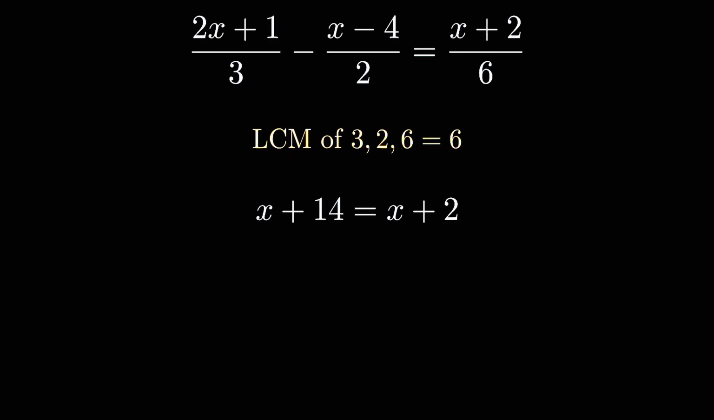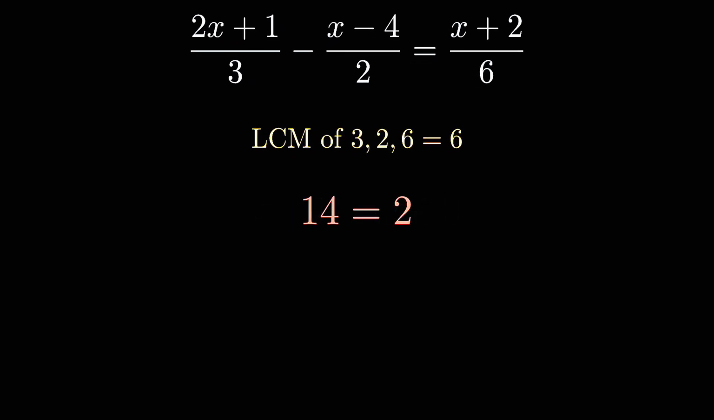Subtract x from both sides. We get 14 equals 2. This is a contradiction, which is impossible. So, the final answer, no solution.